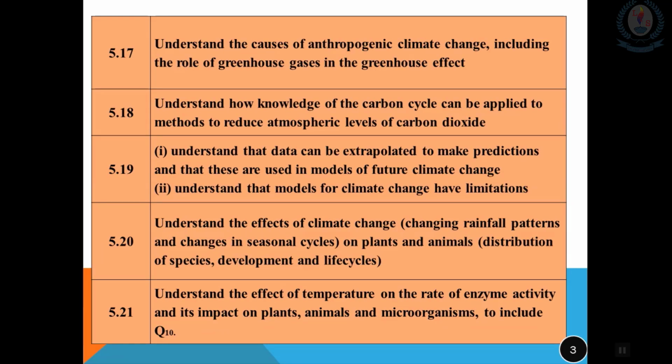Students should understand the causes of anthropogenic climate change, and they should understand how knowledge of the carbon cycle can be applied to methods to reduce atmospheric levels of carbon dioxide, and they should understand the data that can be extrapolated to make predictions, and that these data are used in models for future climate changes.